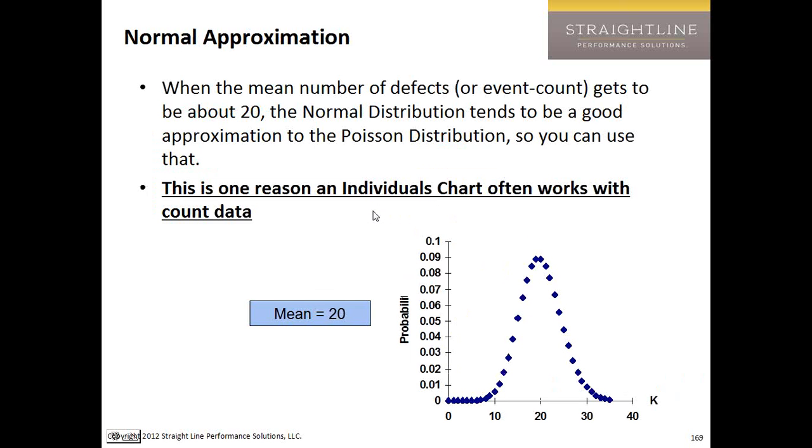Now, one more thing I want to point out is that if you type in 20, and you should do this on your own, generally speaking, when the mean number of defects gets to be about 20, a normal approximation tends to be really good. So that's another reason why it's really nice to use a normal distribution. Also very cool for understanding why an I chart will work pretty well even when you have count data, as long as those counts are usually fairly high. If they're extremely rare, then maybe you're going to start to use something else called a C chart, but more on that later.